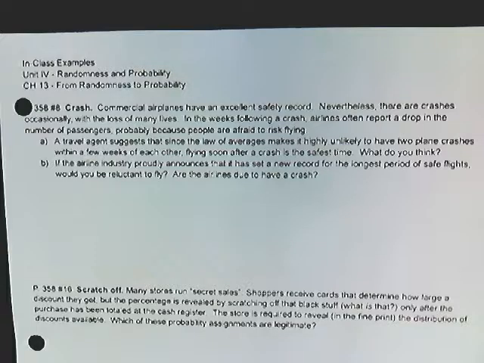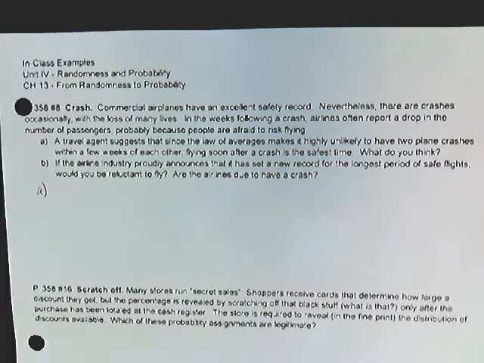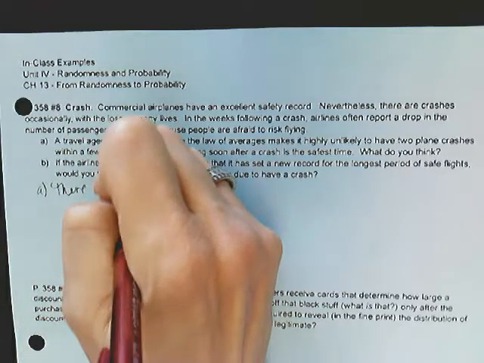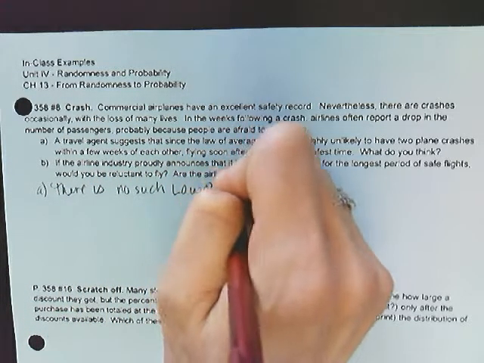What do you think? The first thing that we really need to talk about is the fact that if this is what the AP board is presenting to you, if this is what I'm presenting to you, the very first thing you need to say is that the law of averages is not true. Okay, that's your statement that you need to start off with. There is no such thing as the law of averages. Okay, the universe does not compensate for anomalies or streaky behavior. There's no such law of averages.